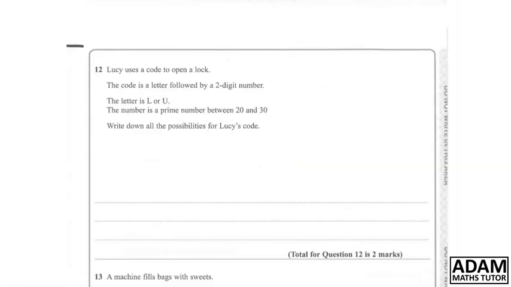Question 12. Lucy uses a code to open a lock. The code is a letter followed by a 2-digit number. The letter is L or U, and the number is a prime number between 20 and 30. Write down all of the possibilities for Lucy's code.